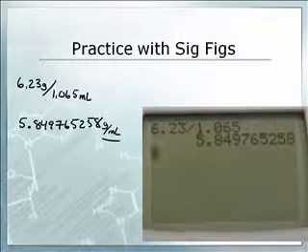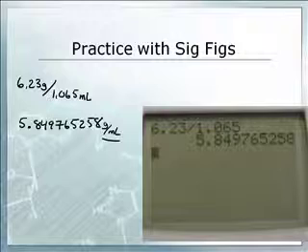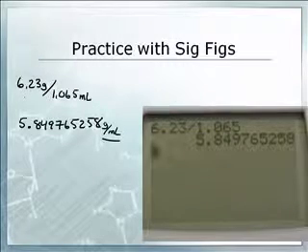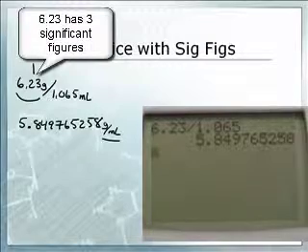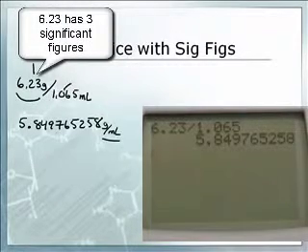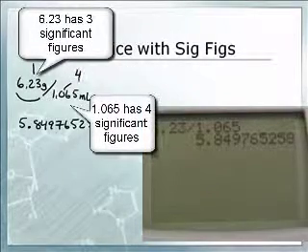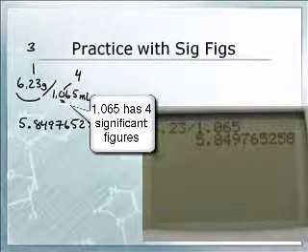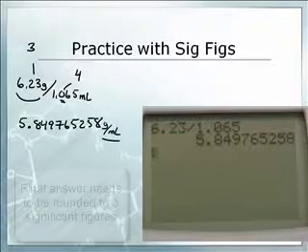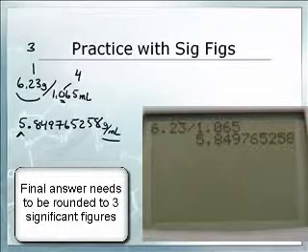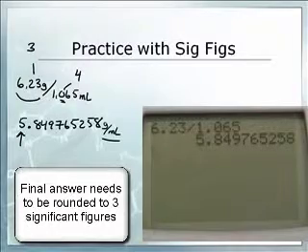Now, we're doing a division problem. So when you divide, you go with the least number of significant figures. So 6.23 has 3 significant digits. 1.065 has 4. That 0 right there counts as a captive 0. Right. You're only as good as your least accurate measurement, which would be the 3 significant digits. So our number needs 3 significant figures. The first significant digit would be the 5, and then after that would be the 8, and lastly there would be the 4.